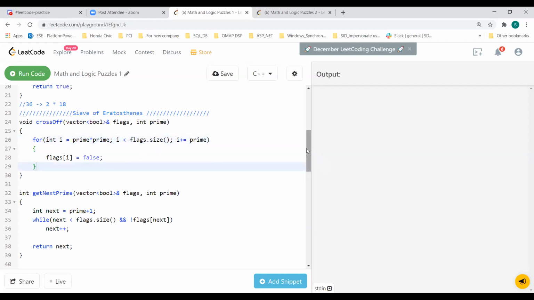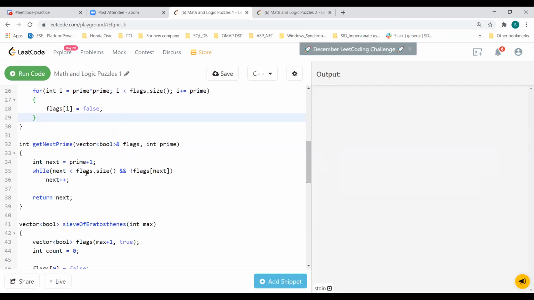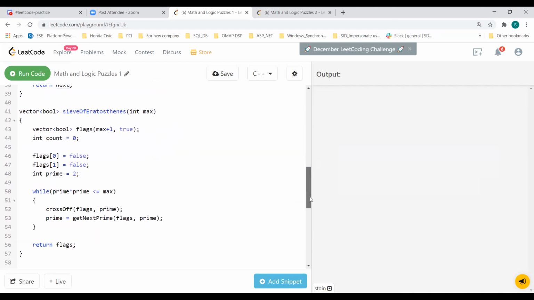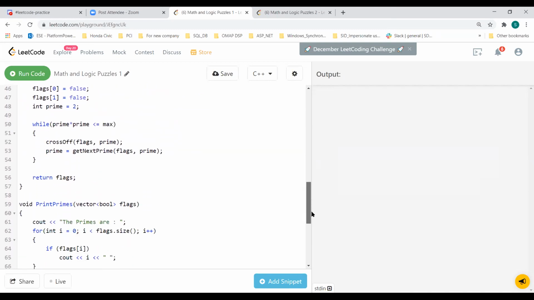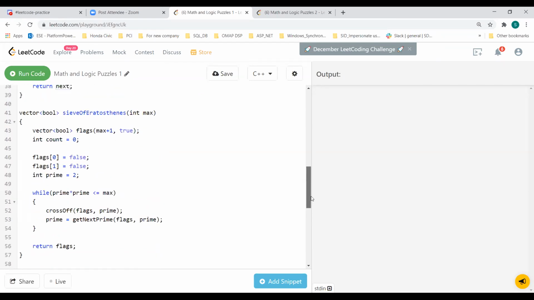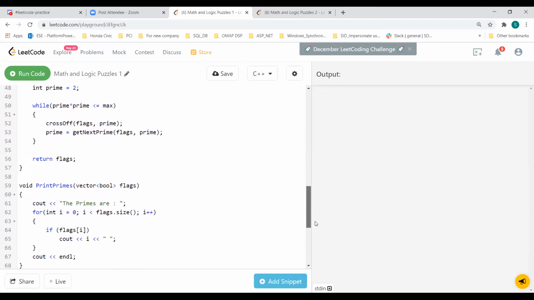And for the next prime, it's very simple: just go through the whole flags table while the index is less than its size, and find if any of the flags is true. Whatever flag is true, we return that as the next prime. And if it is false, we just keep on moving ahead. That's very simple to follow, right? So the good part of this function is that it will return the list of primes for any number.